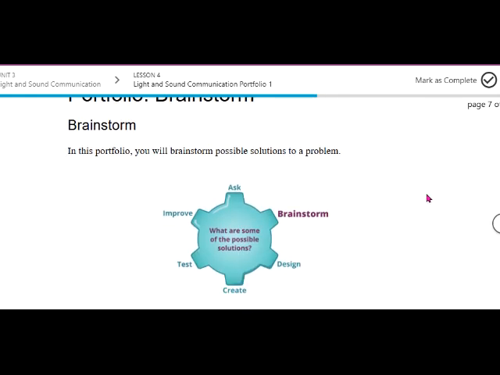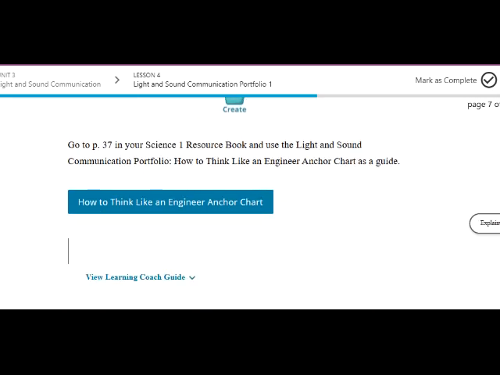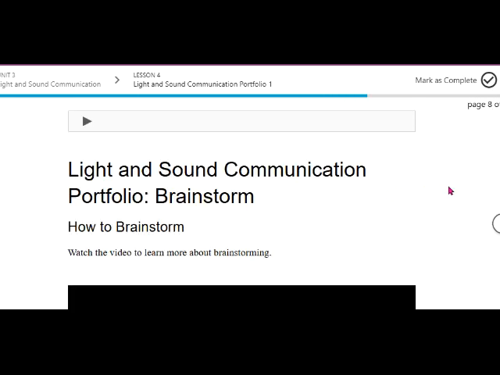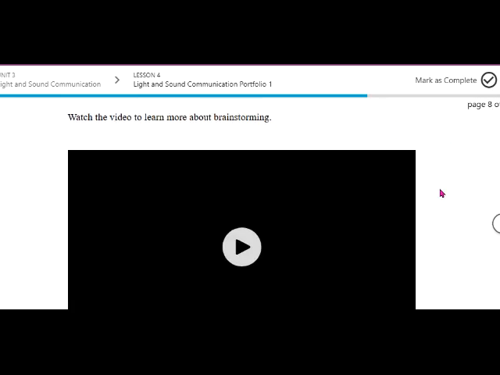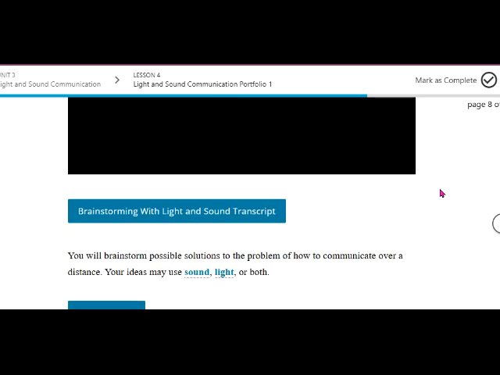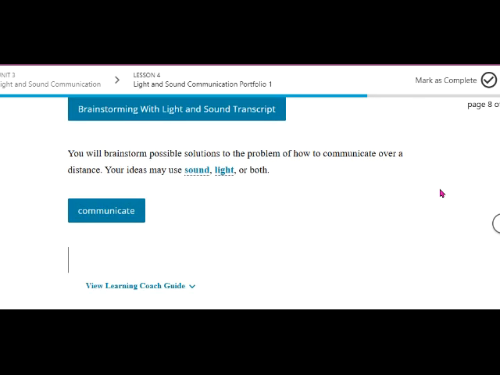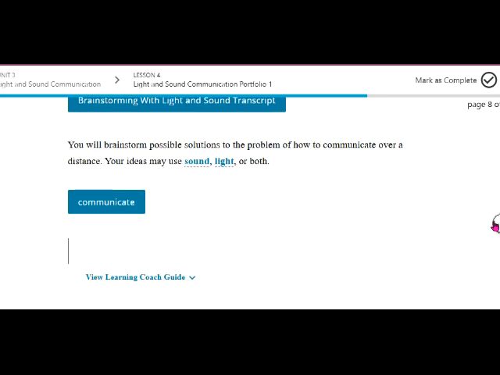Brainstorm. In this portfolio, you will brainstorm possible solutions to a problem. Look, it's the second part of the engineering process. How to brainstorm. Watch the video to learn more about brainstorming. You will brainstorm possible solutions to the problem of how to communicate over a distance. Your ideas may use sound, light, or both.